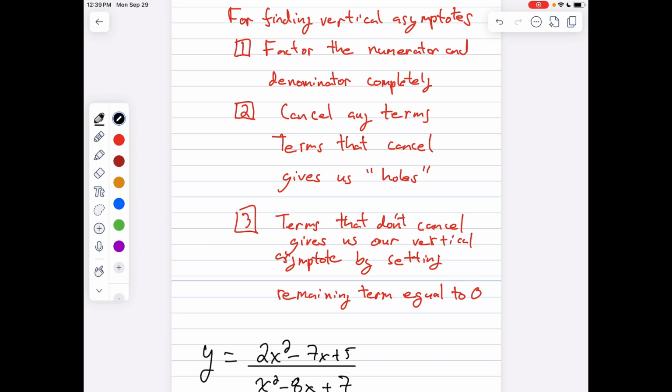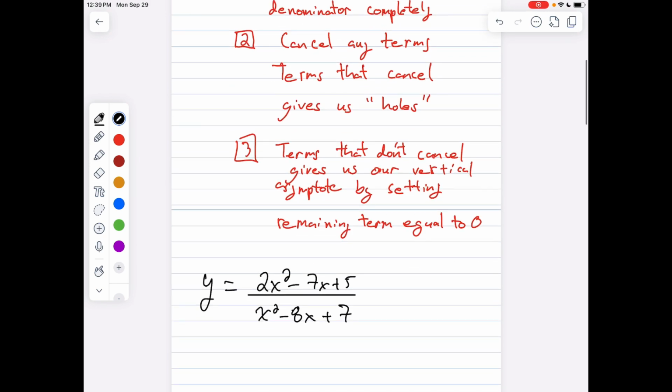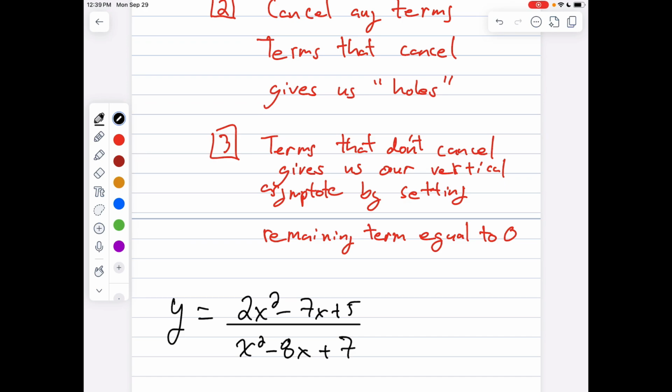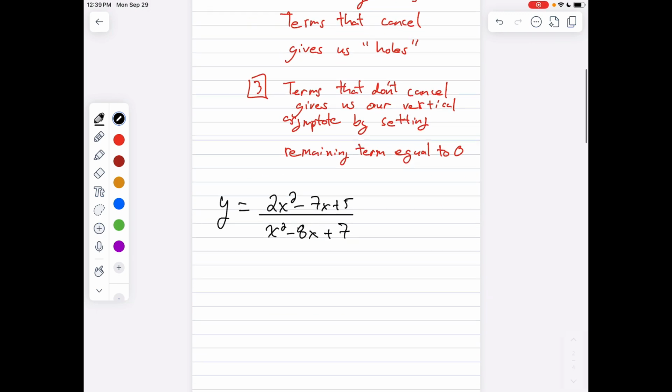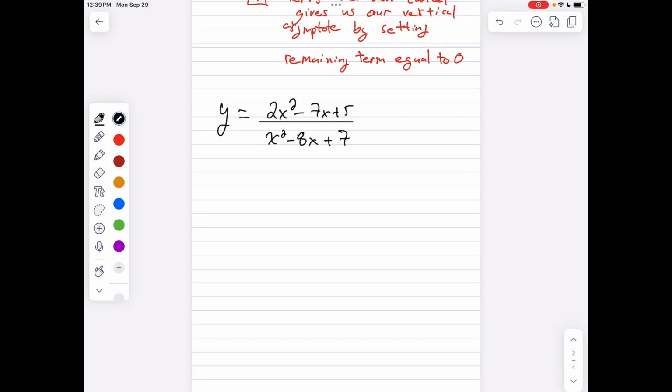The terms that cancel are what we sometimes call holes, or the places where holes occur. And the terms that don't cancel give us our vertical asymptotes, by setting the remaining term equal to 0. Now, sorry, I know that's a bunch of words, so let's actually put this into practice. So first of all, I'm going to start factoring this function.